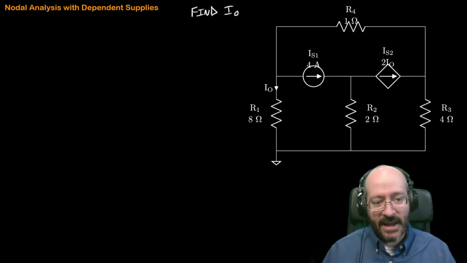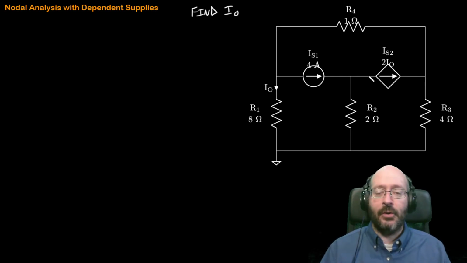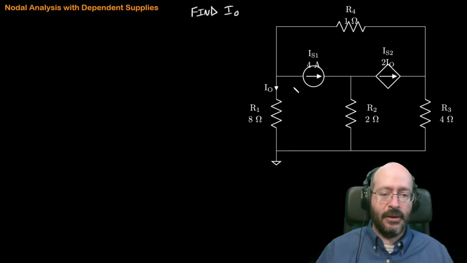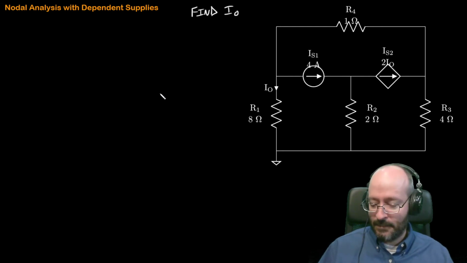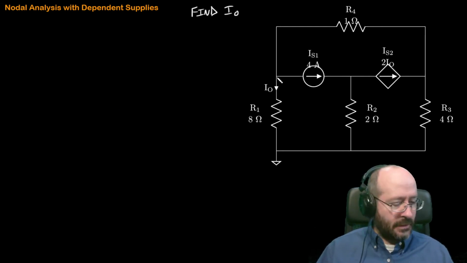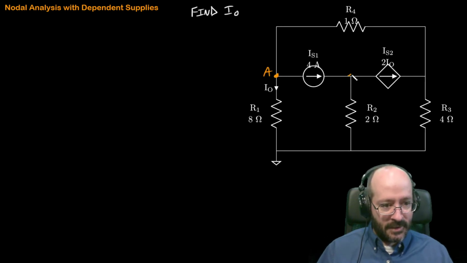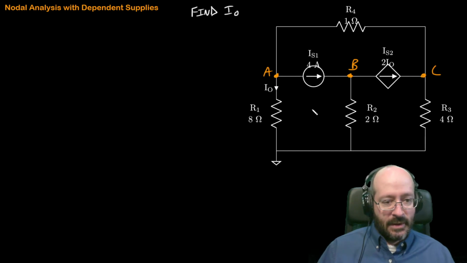Okay, so we're trying to find I out. And it turns out that I out is also the control variable, so that's kind of a convenient thing for us. We're going to write the expression once. Not always the case. Sometimes it can have a different name, but here it is. Okay, so we label our non-reference nodes. I see one here, here, and here, right? Remember that A and C all connect up to all of these components.